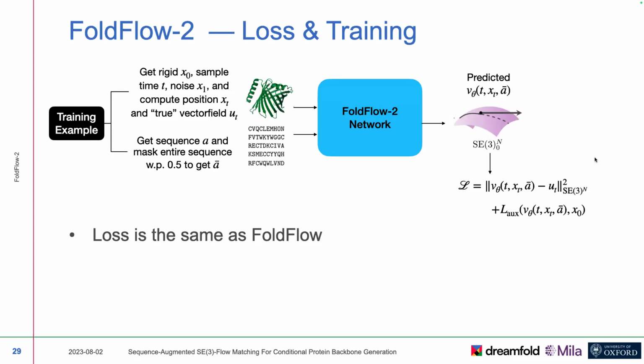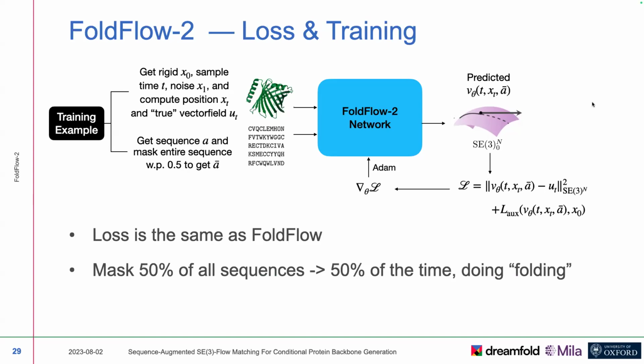We use the exact same loss as the original FoldFlow. At a high level, you can think of that as a mean squared error, but done on the manifold SE3. There's a lot of complicated math that goes into making that work well, and that was a main contribution of the original FoldFlow paper. We also use some auxiliary losses to augment that, but the main component is this SE3 loss. Then you compute the gradient of your loss on SE3, and then you use Adam, whatever optimizer you want, to update the network. And that's essentially one training iteration.